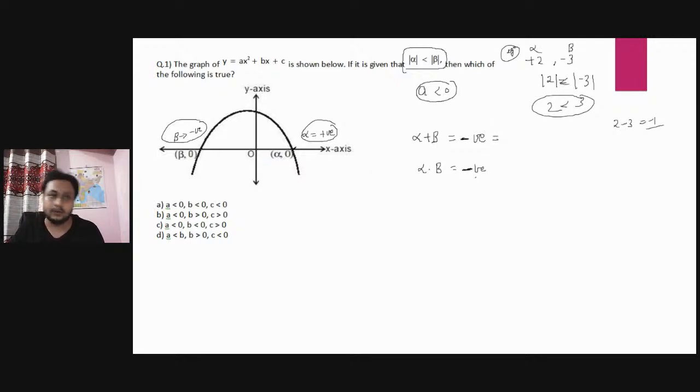We know that for a quadratic equation, the sum of the roots is minus b by a, and the product of the roots is c by a. C is the constant term, b is the coefficient of x, and a is the coefficient of x square. We already know a is less than 0, meaning negative. So the value of minus b by a should be negative, and the value of c by a should be negative.